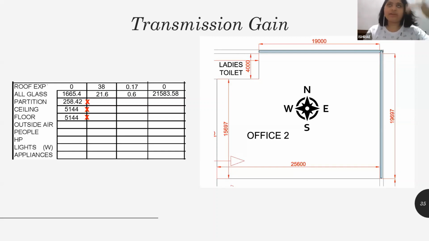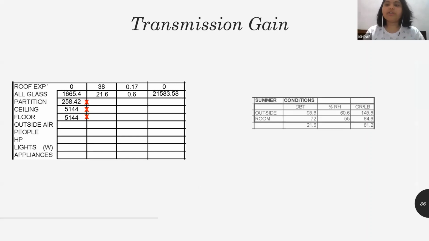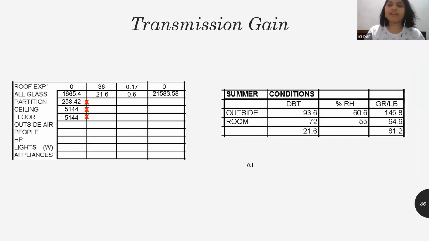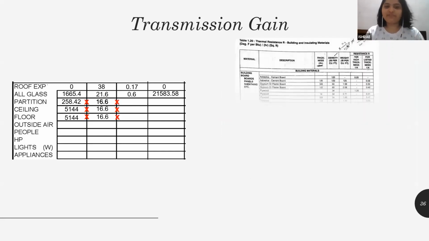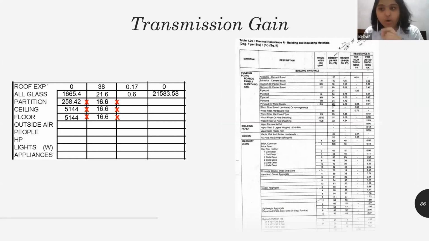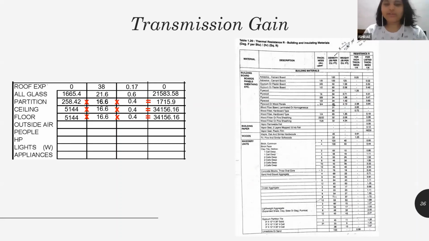Right now I'm getting heat gain from both the sides, but it is not solar heat gain. Why is that important? Because you have to multiply it with a temperature of delta T minus 5. So this 16.6 is what I'm going to multiply my partition, my ceiling, and my floor with, because it is not exposed to the sun. Then you again calculate the material of partition, ceiling, floor, and you will get the total area of all three.